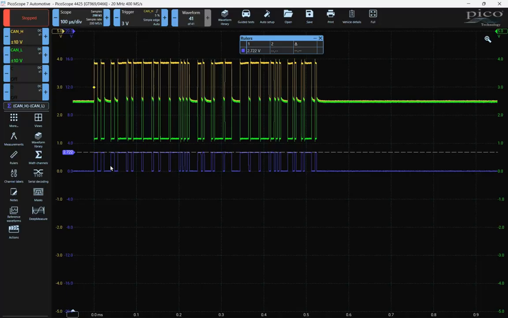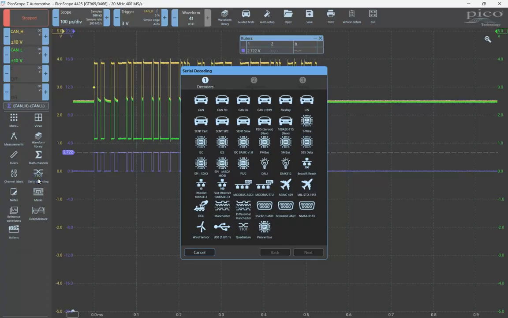The other thing that I can do with the PicoScope is add what we'll call serial decoding. J1939 is a serial communication bus. By serial, it means one event right after the other. So within time, we can see these ones and zeros that are generated. So we have a choice of CAN.